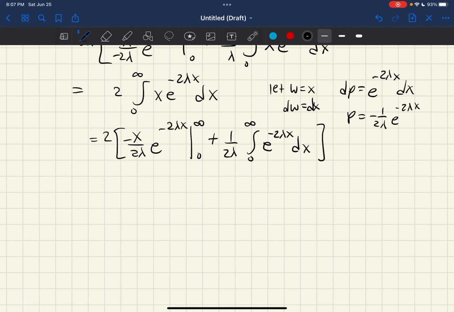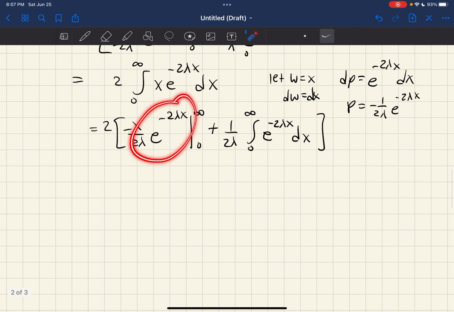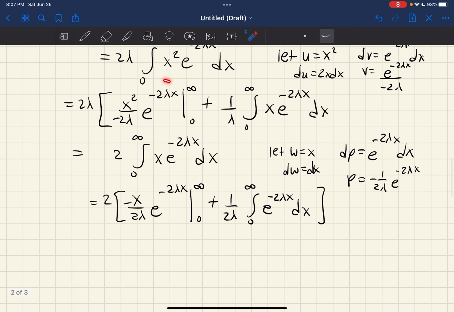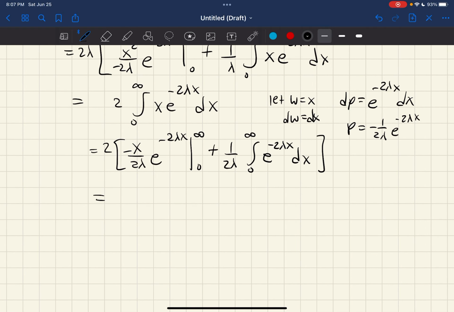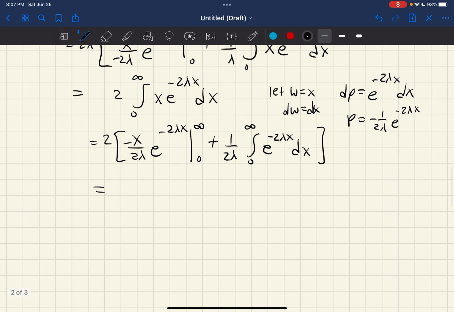So now we just have to solve this, and this term right here will go away from the exact same argument that this term went away from. The only difference is that this is x squared and now this is x, but the arguments still apply. So that term goes away, and then we're just left with 2 times this term right here. So the 2 will cancel with this 2 in the denominator. We'll be left with 1 over lambda times the integral from 0 to infinity of e to the minus 2 lambda x dx.